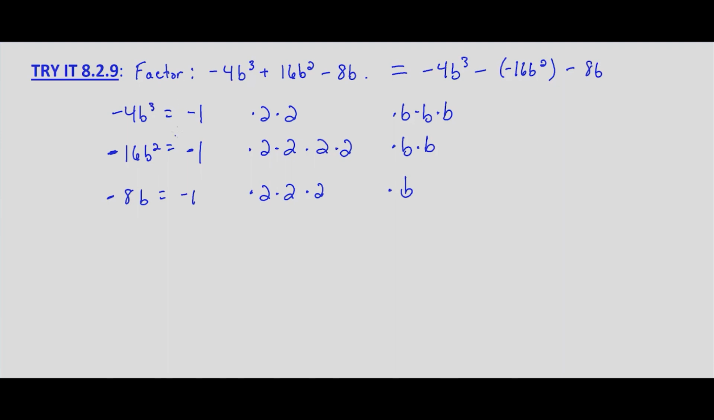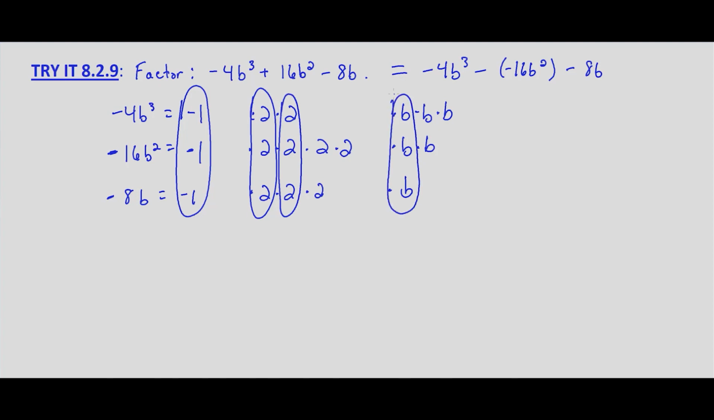And now we look for common columns. We have negative 1, 2, 2, and 1 column of b's. So our greatest common factor is going to be negative 4b. Negative 1 times 2 times 2 times b, which is negative 4b. So we factor out that negative 4b.